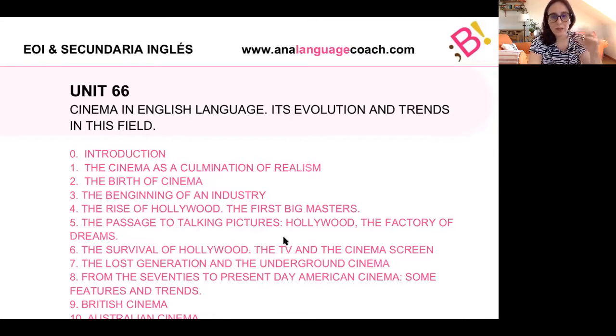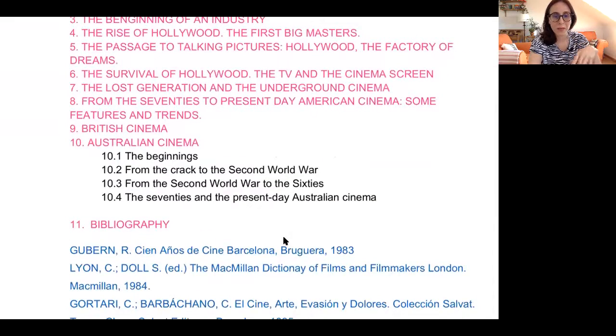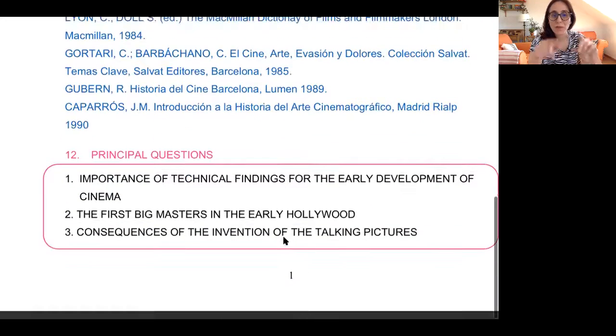So you have, as always, the index. Then I show you in my PDF the bibliography. Then you have principal questions that you could answer in my website. So my intention, again, is that you develop your own thinking about this unit using these ideas that I'm giving you already, and create and shape your own answer of the unit. But the principal questions are: importance of technical findings for the early development of cinema. Then second is the first big masters in the early Hollywood. And third, consequences of the invention of the talking picture.